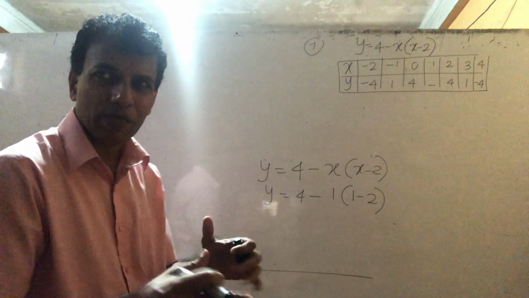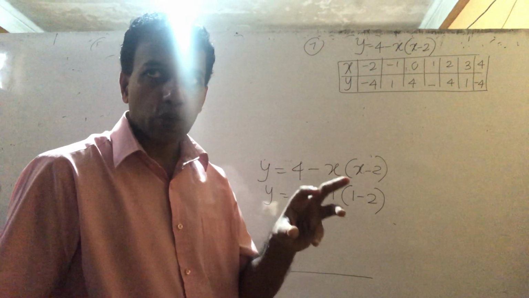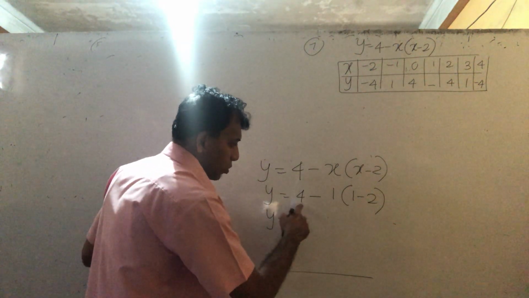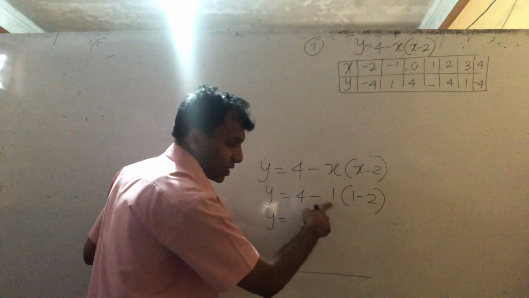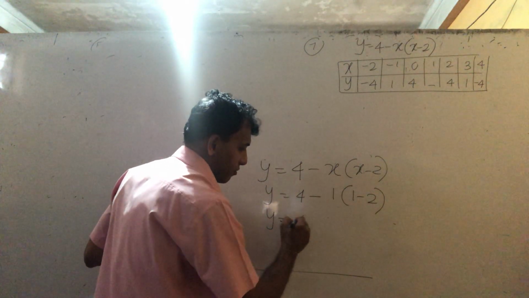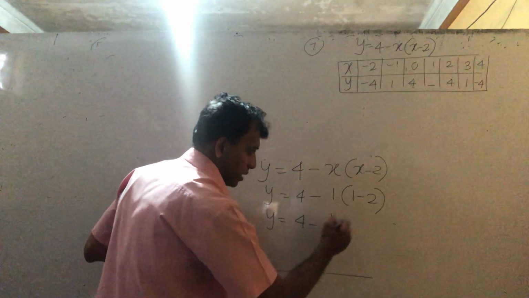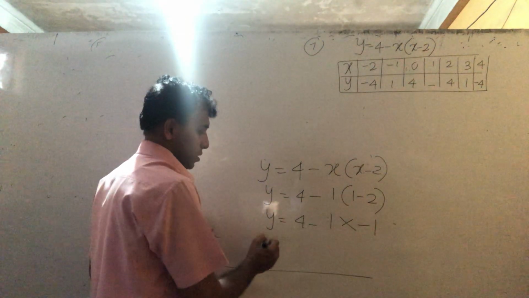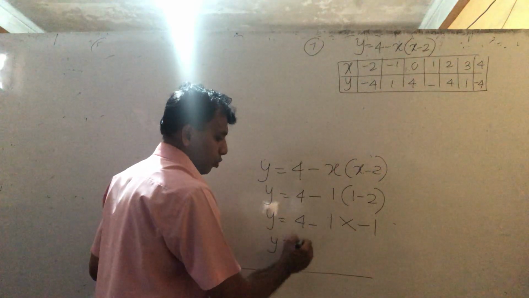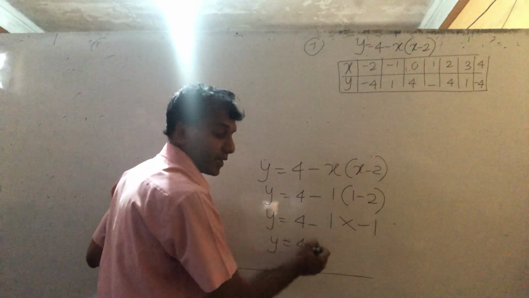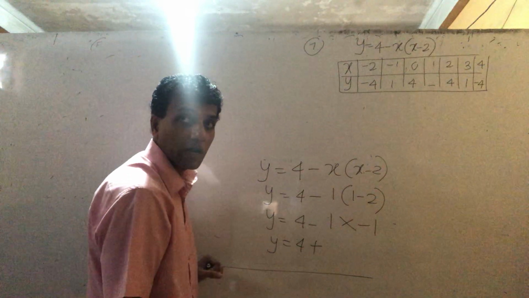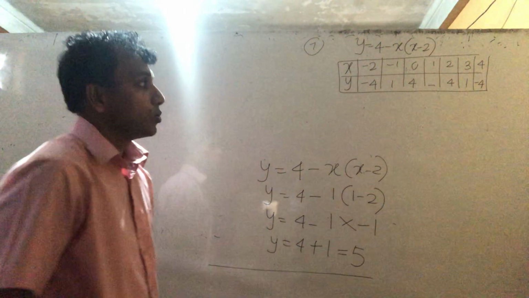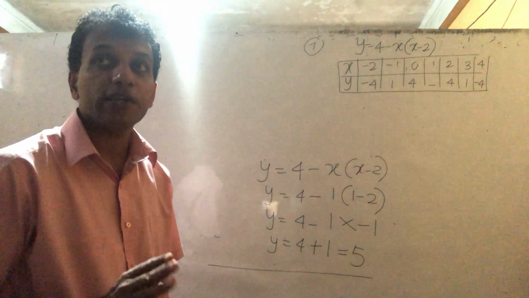Now simplify, it is simple primary class work. Substitute and get the answer. y equals, don't say 4 minus 1, 1. Here 4 minus 1 is 3. The bracket means multiplication. 1 minus 2 is minus 1. So y equals 4 minus, multiply, minus, plus: 1 multiplied by 1 is 1. So what is that? 5. So when x is 1, y is 5.